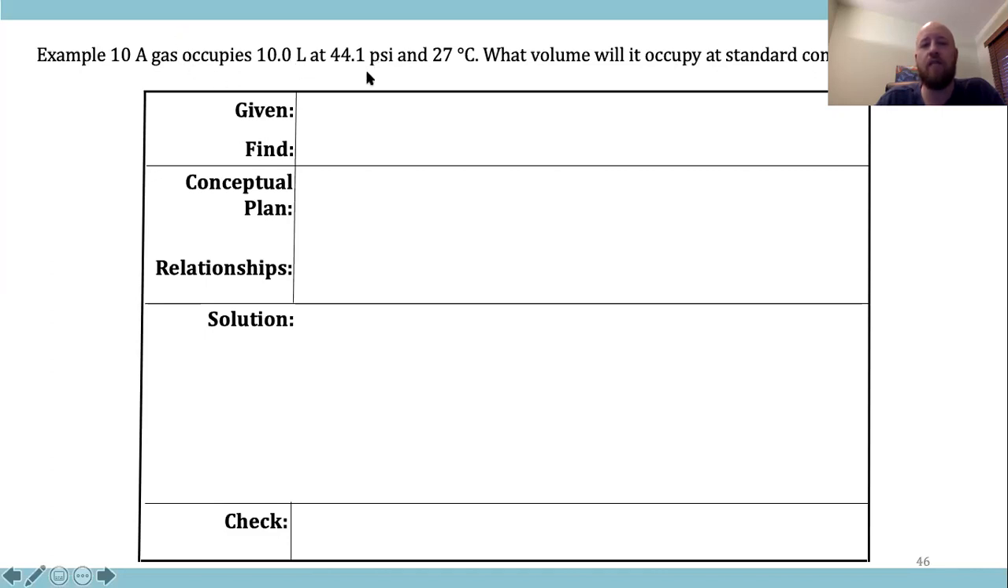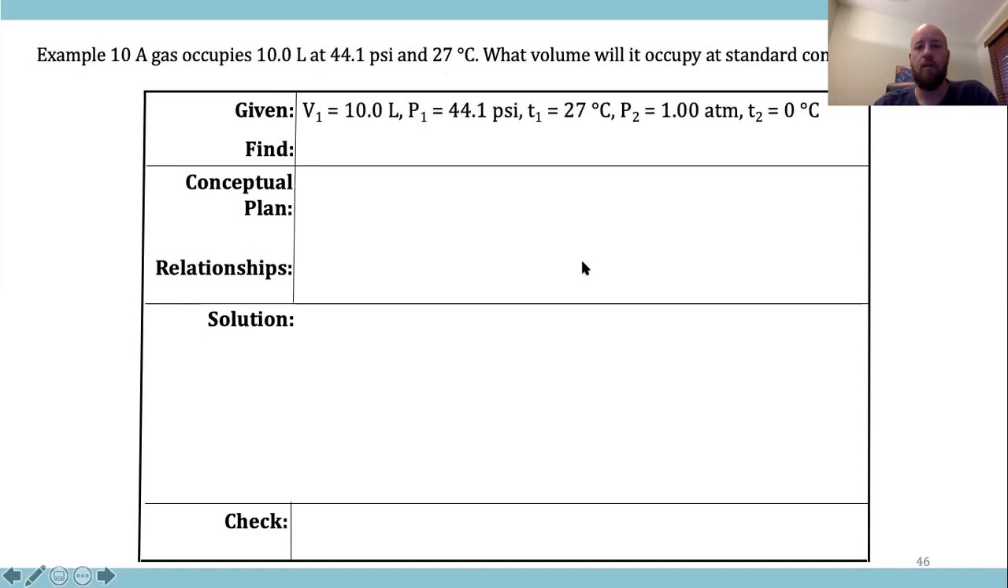So here we have a gas that occupies 10 liters at 44 psi and 27 degrees C. What volume will it occupy at standard conditions? Okay, so it's given us three terms. We've got volume, pressure, and temperature, and whatever the standard conditions are. If we don't know that, then it may look like we don't have enough information.